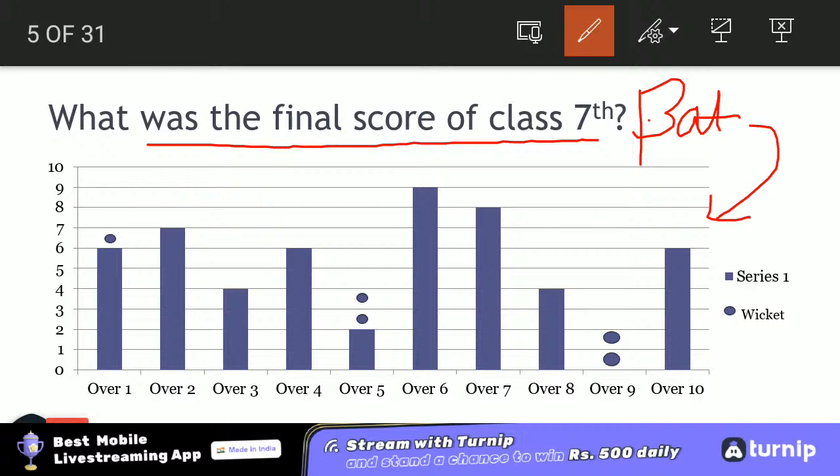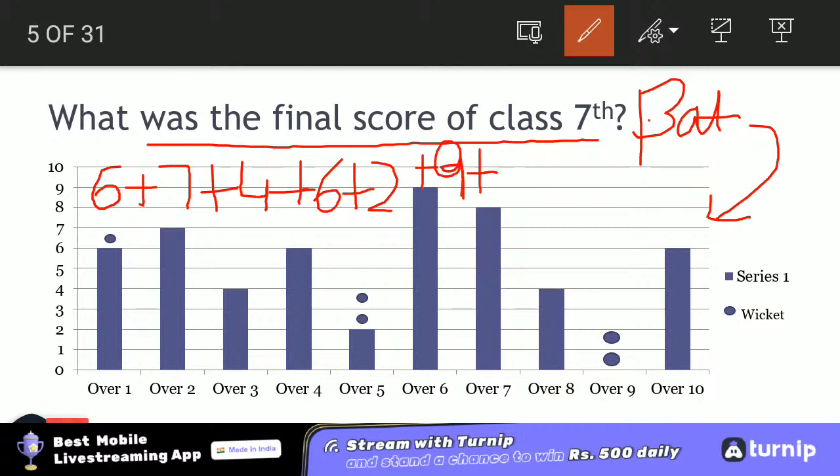So over 1, there were 6 runs, over 2 we have 7, over 3 we have 4, over 4 we have 6, over 5 we have 2, over 6 we have 9.